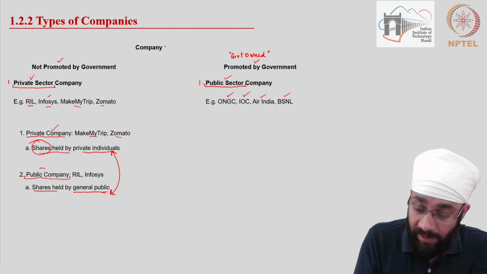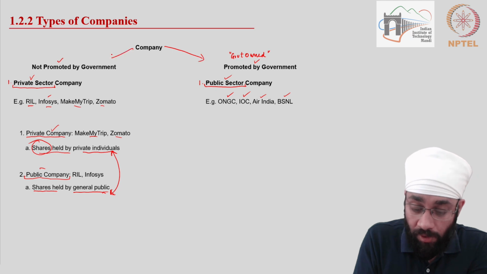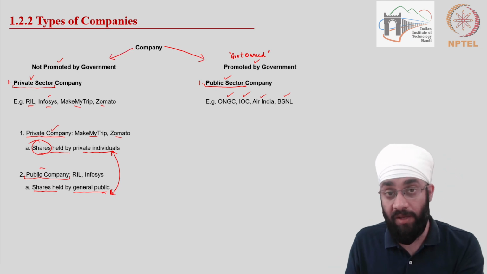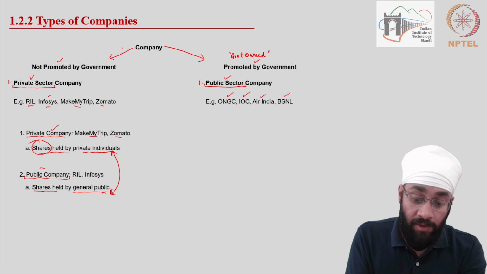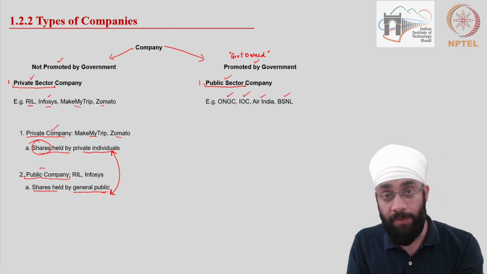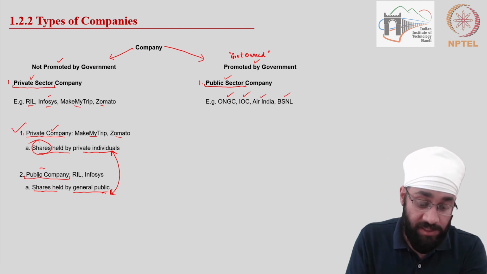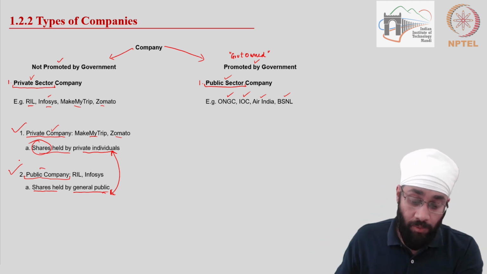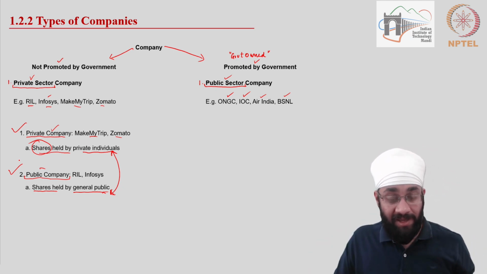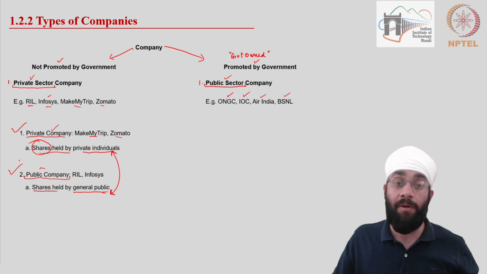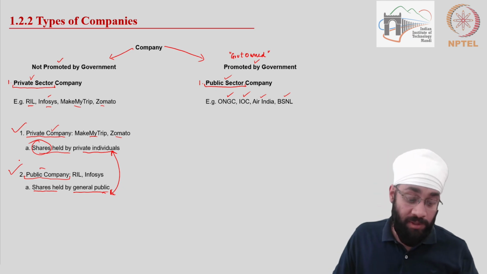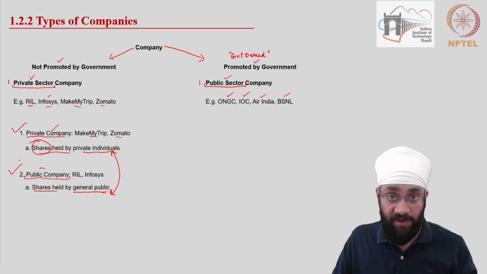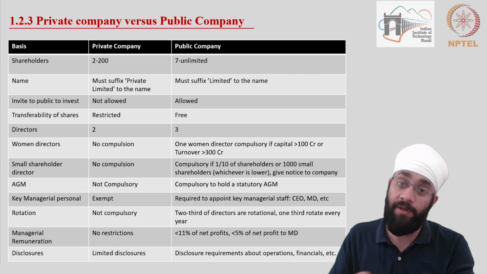To summarize, there can be two broad categories of companies: promoted by government and not promoted by government. Within the category of not promoted by government, you have two categories: private companies and public companies. We'll talk more about why the distinction between private and public matters, and how these two types of companies function differently. That's the next topic.